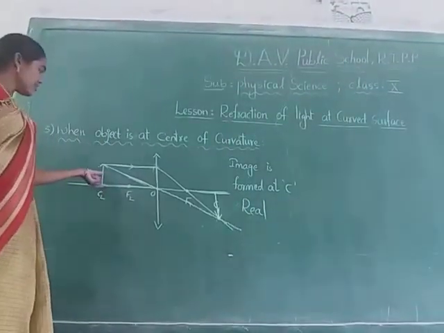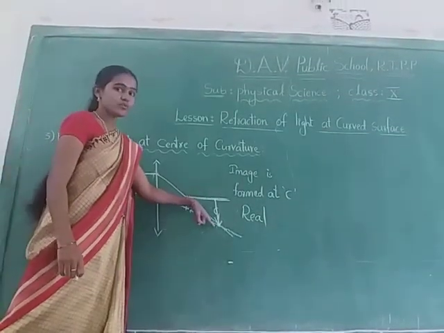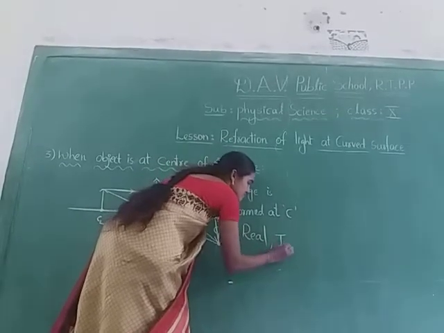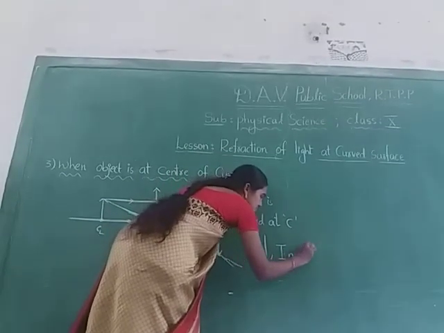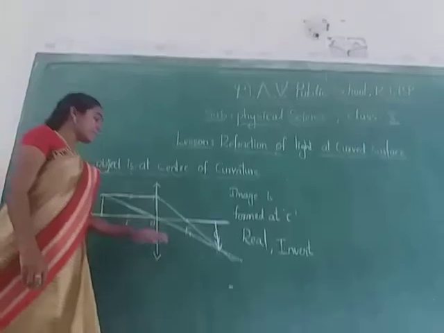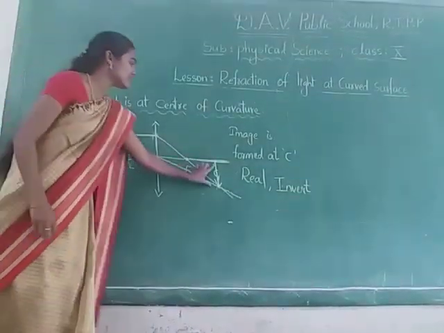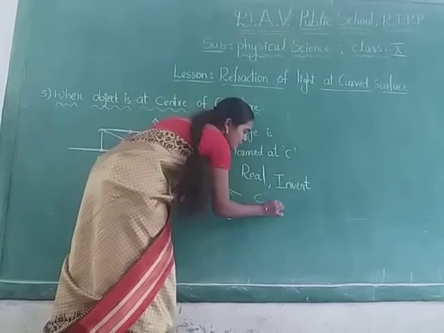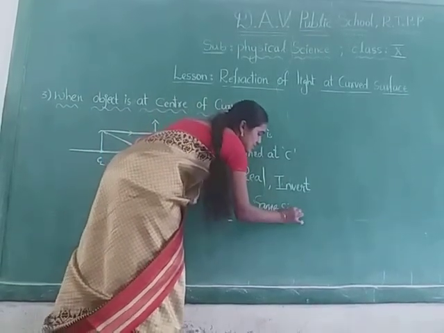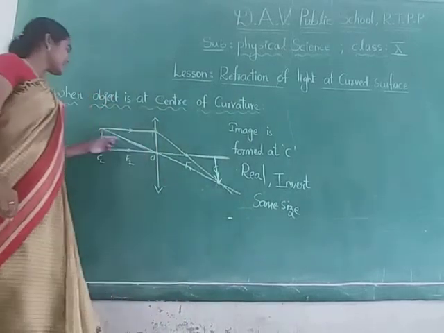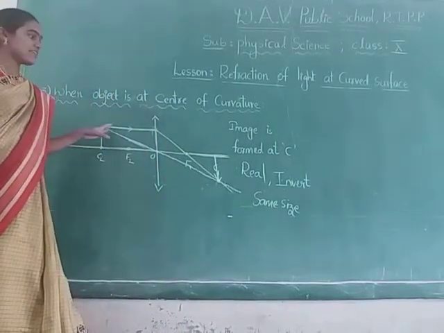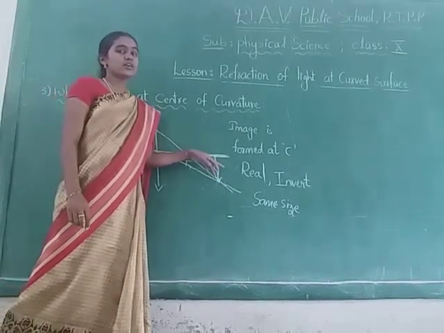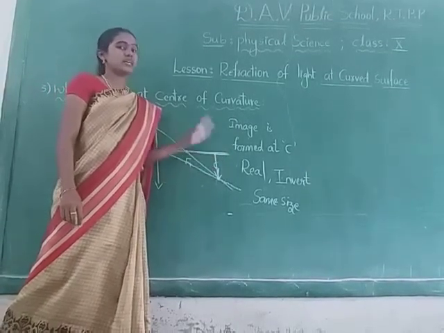Here the object is upright, here the image is downward. So, the image is inverted. And if we compare the sizes, if we measure, the size is also the same. So, a same size image is formed when the object is placed at the center of curvature. When the object is placed at the center of curvature, the image is formed at the center of curvature, real image, inverted image and same size. Next.